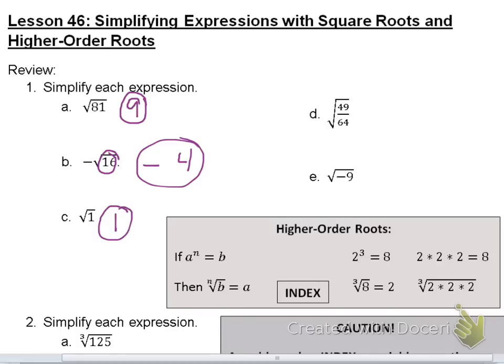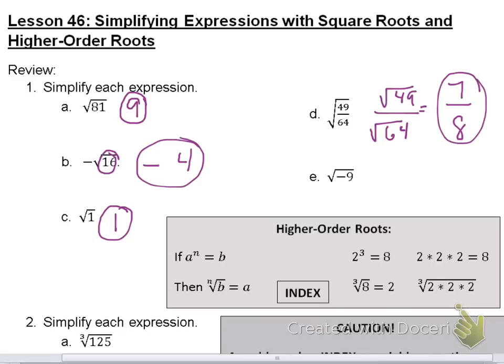And if we have a square root of a fraction, we can do the square root of the numerator and the square root of the denominator. So that gives us 7 over 8. And then the last one, the square root of negative 9.